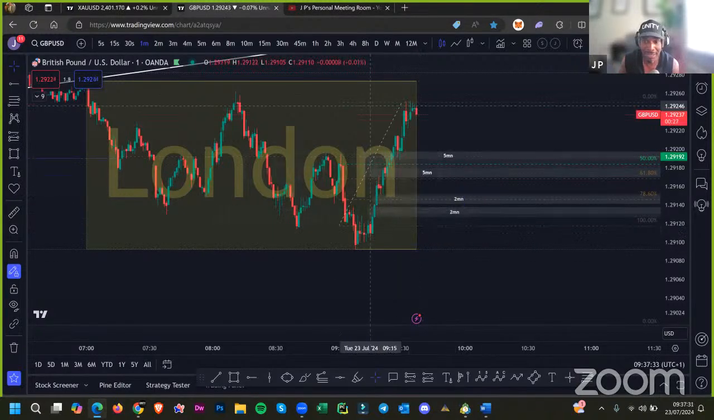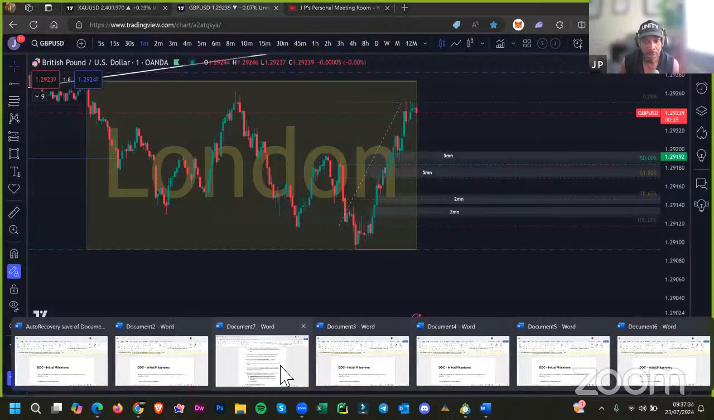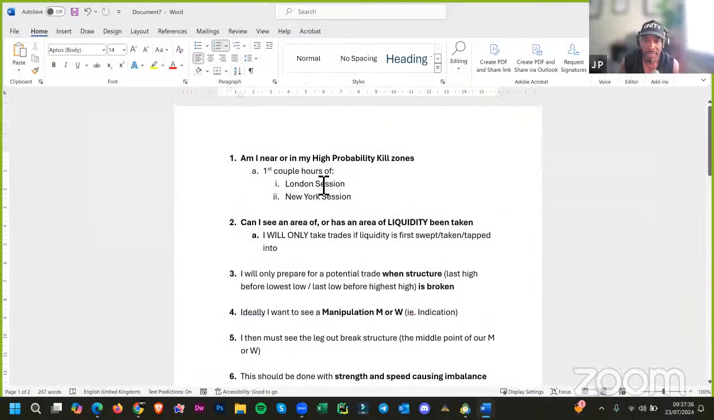But bottom line is that this is a blueprint. If you're not here near or in your high probability kill zones, if it's 7:25 in the evening, 8 o'clock or something else, just leave it alone. There'll be tomorrow. If you can't see any liquidity being taken, or you can see a blatant area of liquidity, massive liquidity sitting down there below some lows that the market hasn't quite taken yet, but it's looking like, oh, I want to hit the button. Wait.